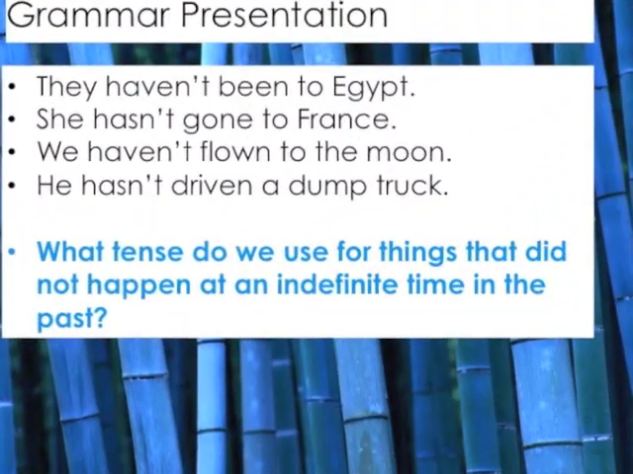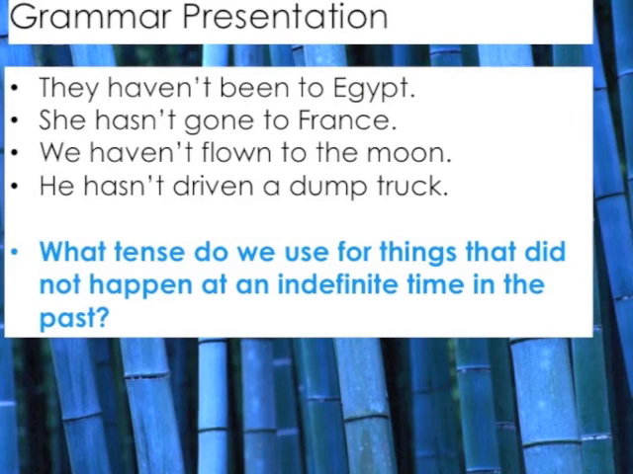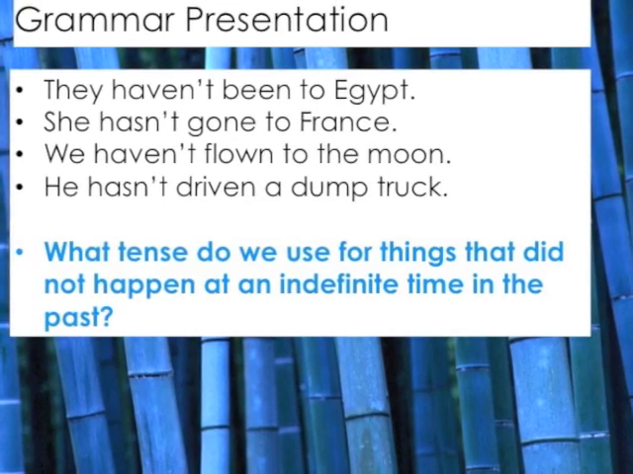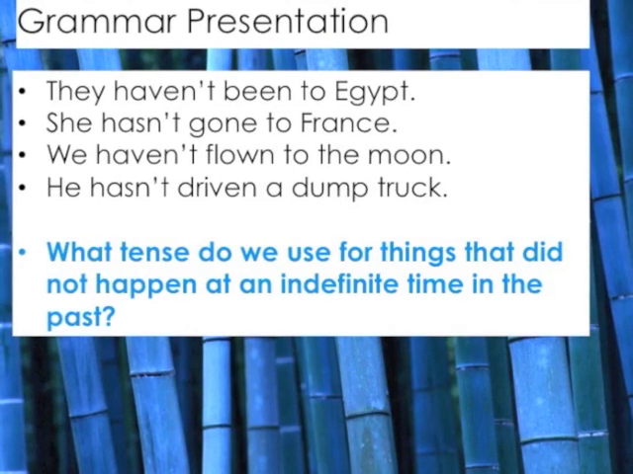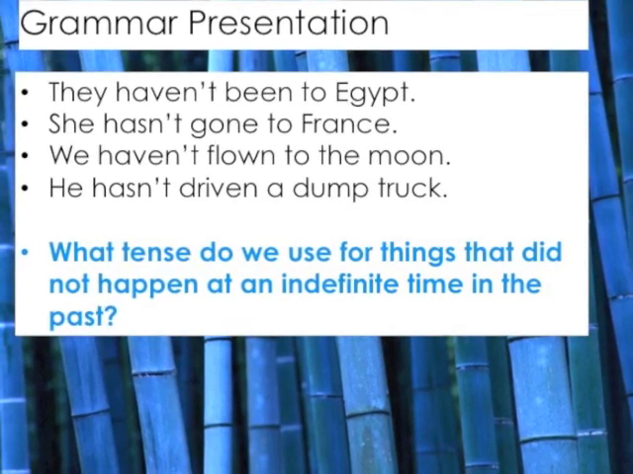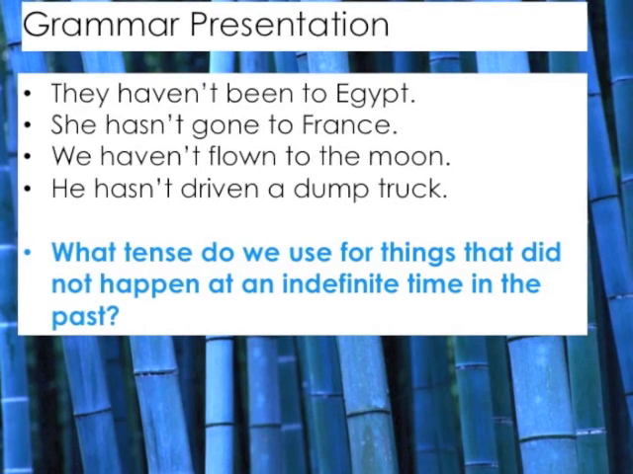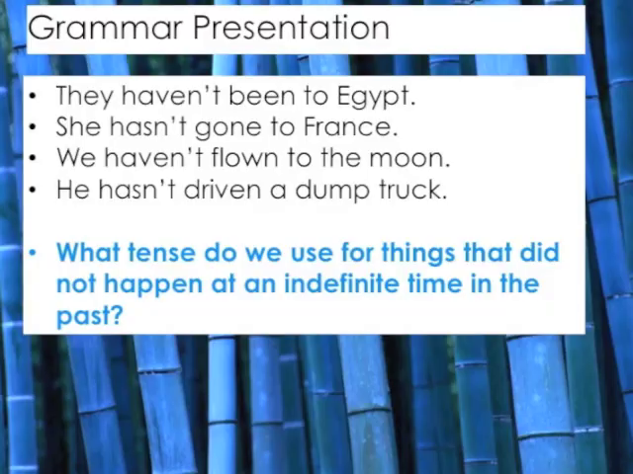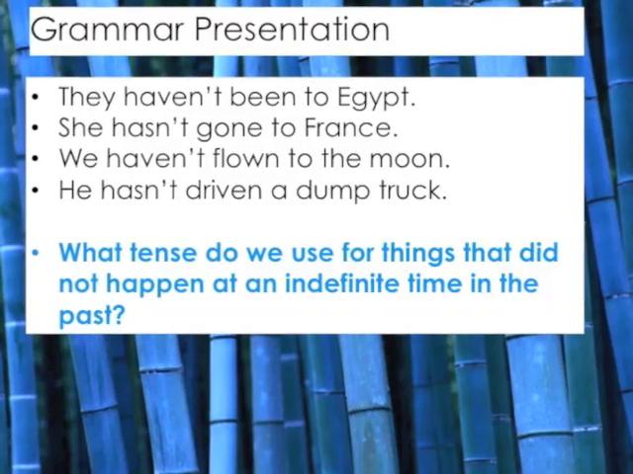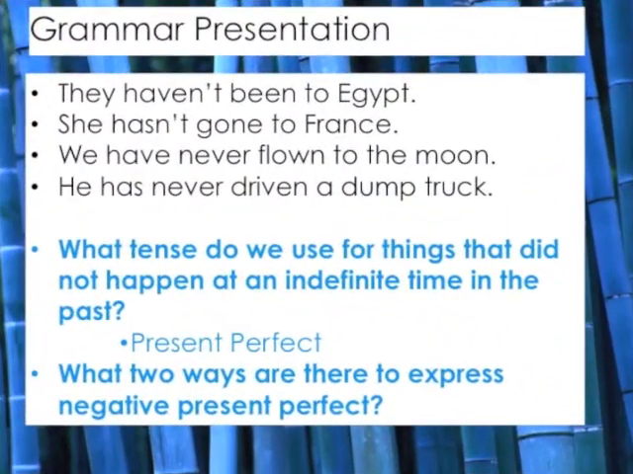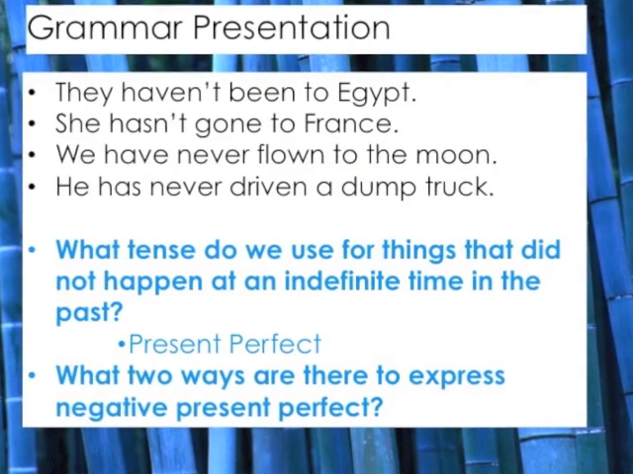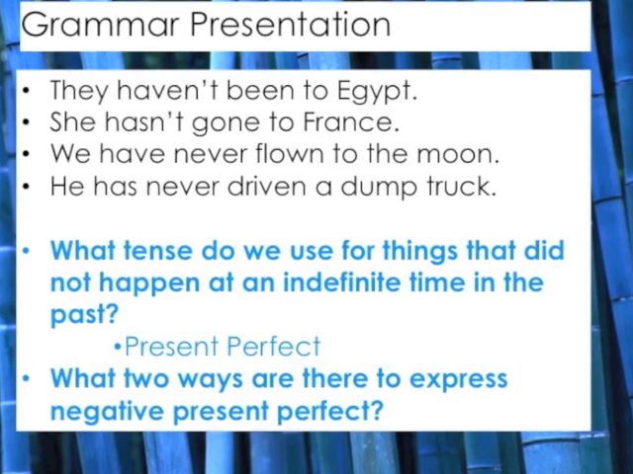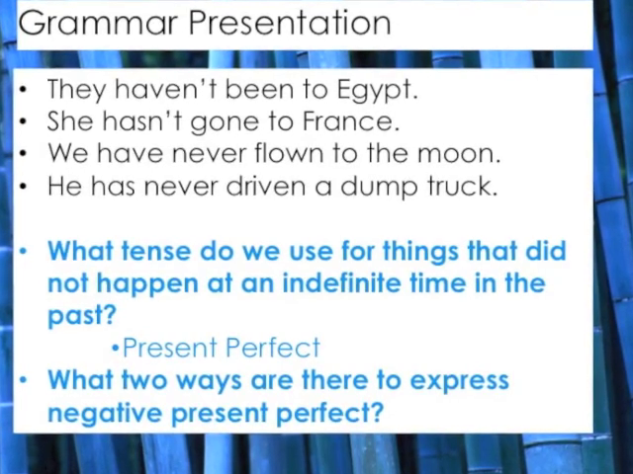So let's look at some negative sentences. They haven't been to Egypt, she hasn't gone to France, we haven't flown to the moon, he hasn't driven a dump truck. What tense do we use for things that did not happen at an indefinite time in the past? Go ahead and pause and figure it out. If you said that we use the present perfect tense for things that did not happen at an indefinite past, great job, you got it correct.